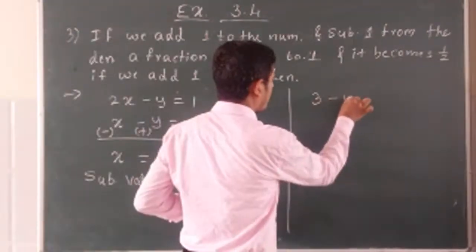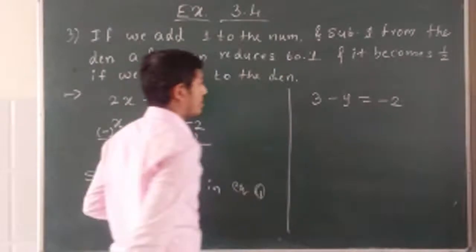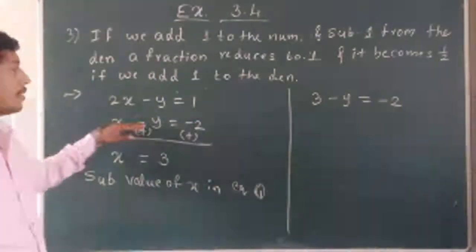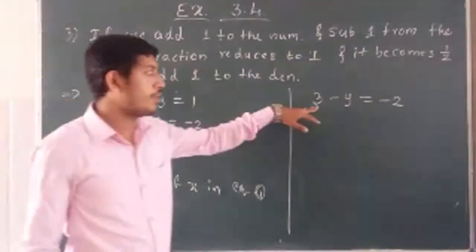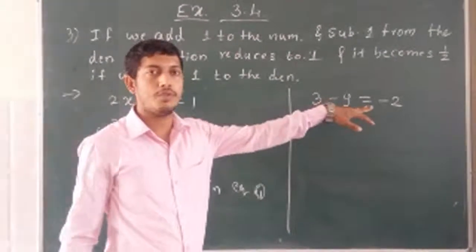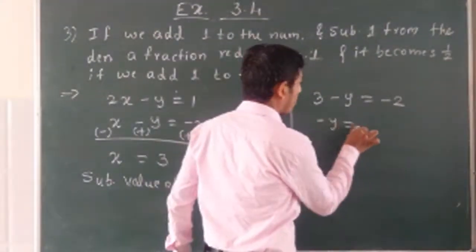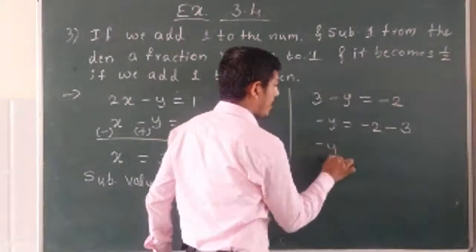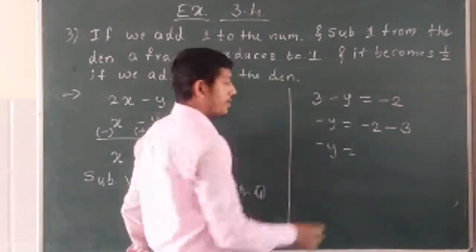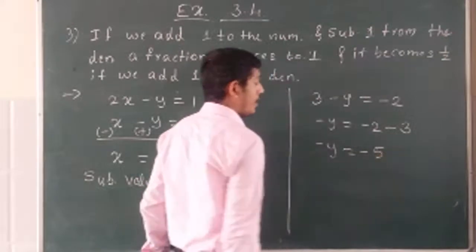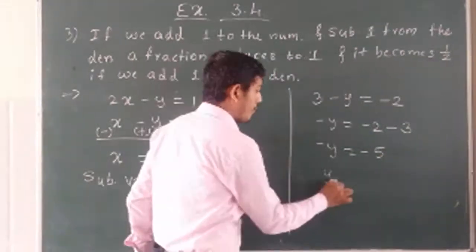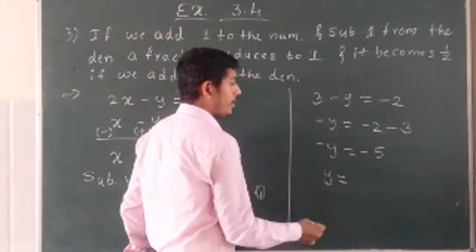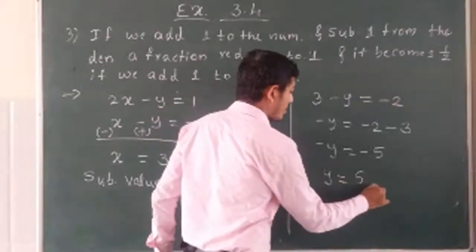3 minus y equals minus 2, because the equation is x minus y equals minus 2. So 3 minus y equals minus 2. Therefore, minus y equals minus 2, and when 3 goes to the other side, it becomes minus 3. Both are like terms, both having the same sign, and therefore minus y equals minus 5. Therefore, the y value is 5.